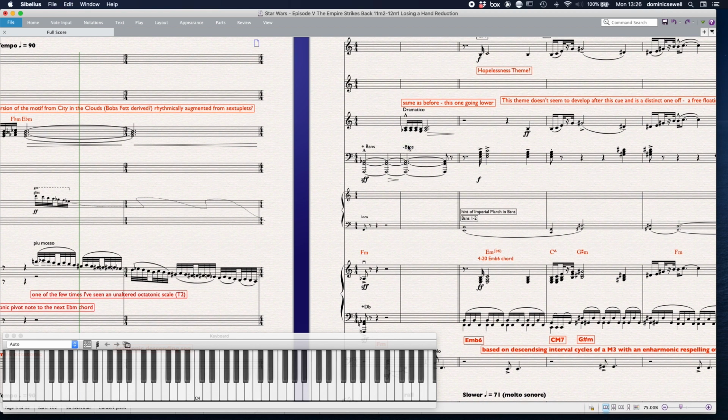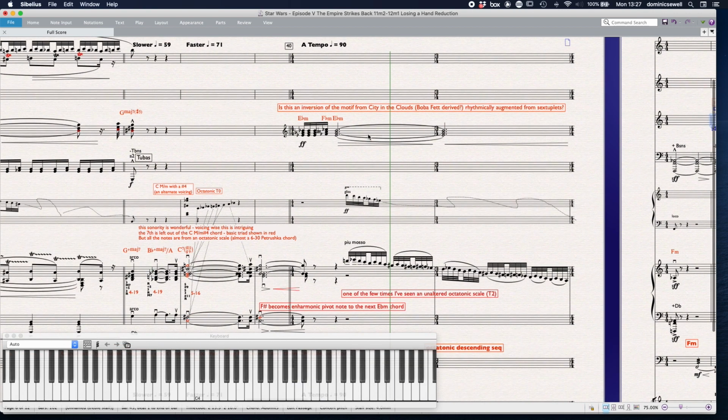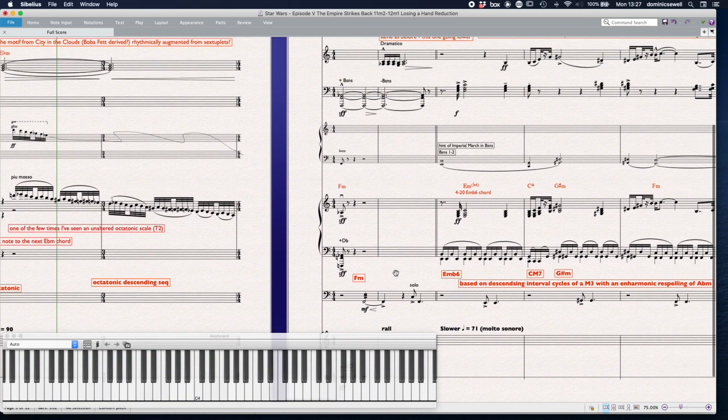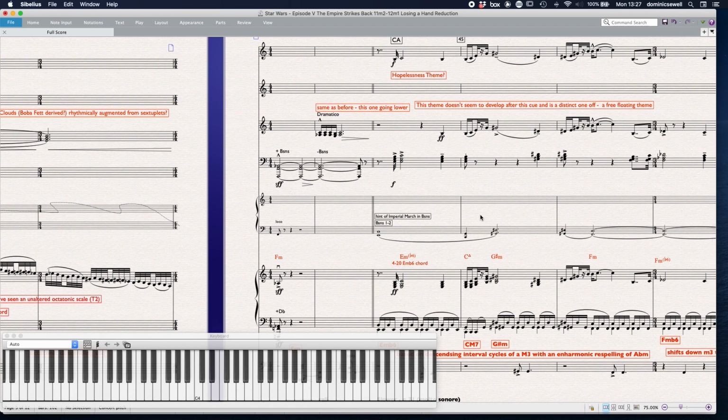So in the horns here, doing the opposite of what they did there. With a little bit of timp solo as well, just to sort of keep that going.